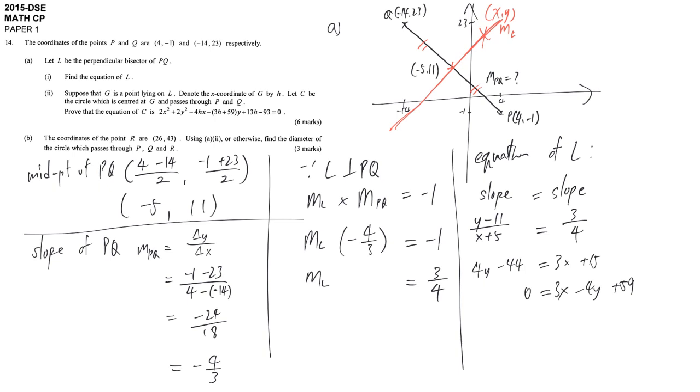So that's the answer in part A1, or you may change it to slope intercept form. y is equal to 3 over 4 x plus 59 over 4. No matter whether you write in the standard form or slope intercept form, both will give you full marks here. But I think the slope intercept form is easier to handle in part 2.